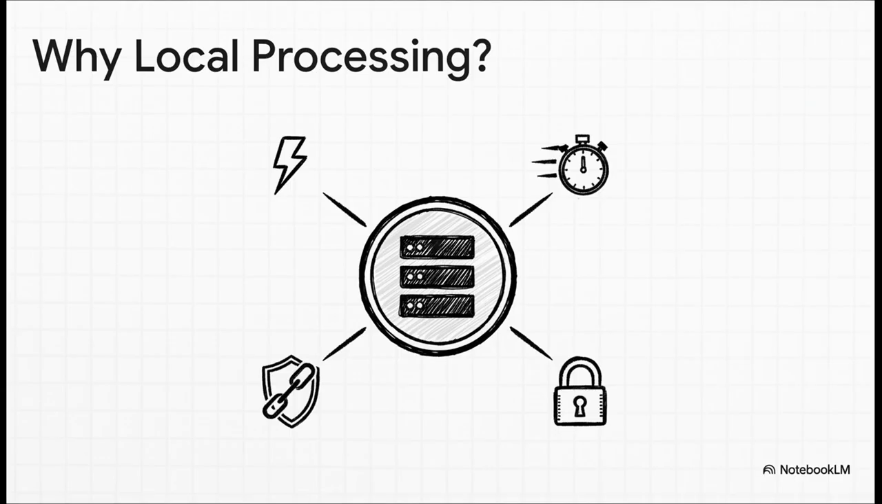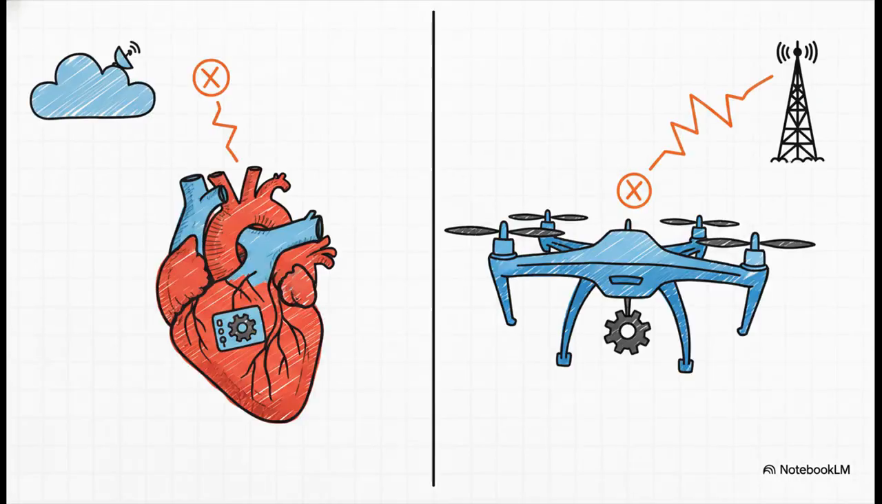Not all data can just be sent off to the cloud. For a lot of critical applications, the processing has to happen locally or on-premise. And this comes down to a few key things. Latency, because you need an instant reaction time. Reliability, because the system just cannot afford to go down. And of course, security, to protect sensitive data.